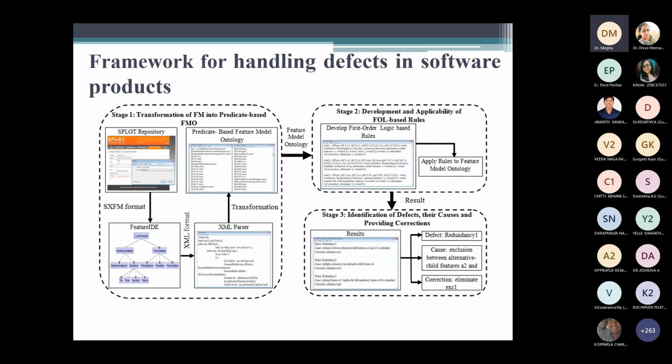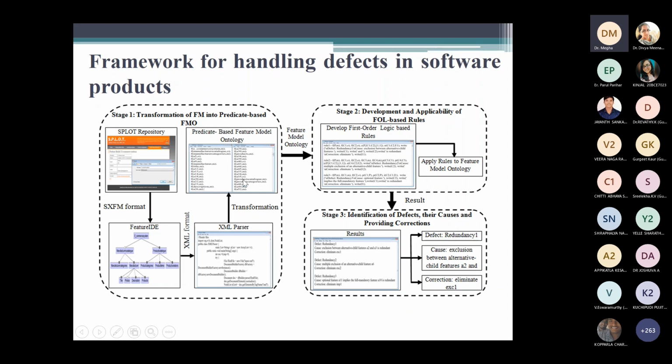Now, once FeatureIDE has automatically imported this model, it has read and analyzed it. Additional features and cross-check constraints like implication and exclusion can be injected in the model. Now, an XML parser has been developed. This parser has transformed this model, which was in simple XML format, into a predicate-based feature model ontology. I would repeat that an XML parser was developed, which has transformed the model into the predicate-based feature model ontology itself.